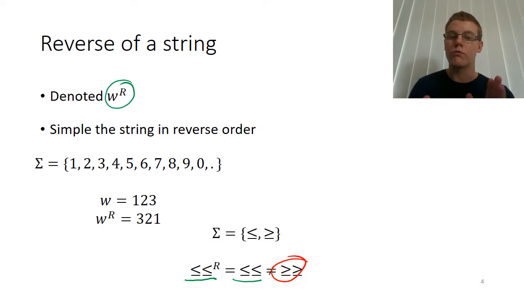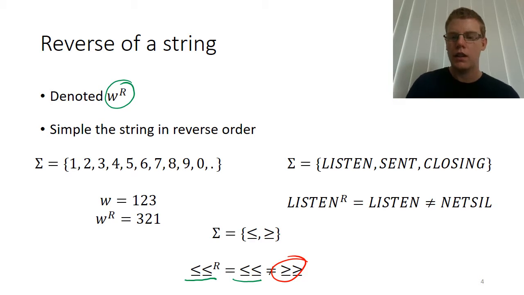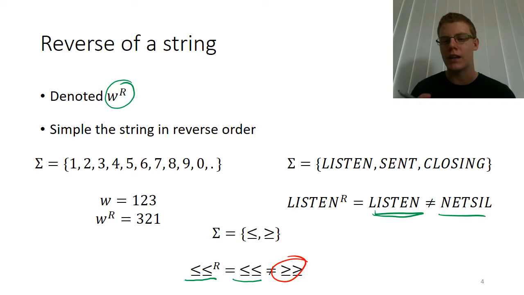Okay, so we reverse the order of the symbols. We don't flip the symbols around. Now again, I'm going to talk about this language here, consisting of listen, sent, and closing. So the reverse of listen is just listen, because this is really only one symbol in a string, so I can't put it in a different order. It is not the letters that we've used to make up that symbol in reverse order. It's not netsil.